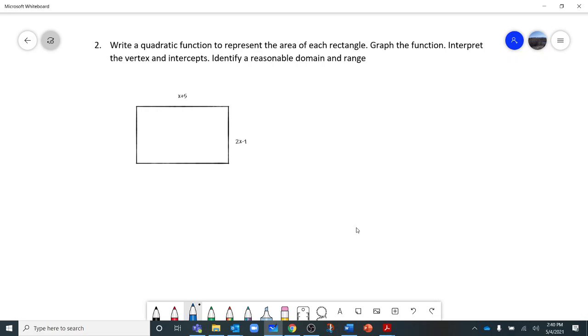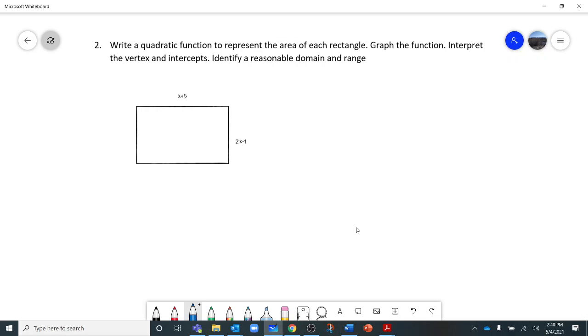Okay, for this one, still modeling with quadratic equations or functions. Write a quadratic function to represent the area of the rectangle, only one. Graph the function, which we're going to sketch. Interpret the vertex and intercepts and identify a reasonable domain and range. Okay, so it's a fairly lengthy list of things to do. I'm going to move fairly quickly on this.